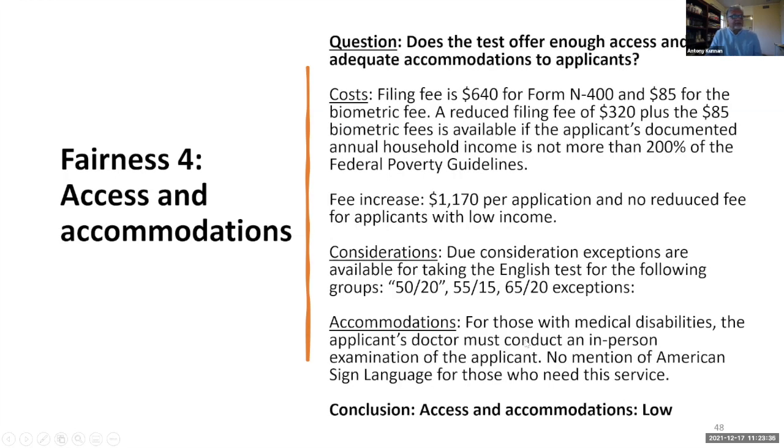In terms of accommodations and access to the test, now this is a really serious problem. The filing fee, $640 for the N400 form, and $85 for the biometric fee was the standard fee. It was reduced to $320 and $85 if the applicant documented annual household income that's not more than 200% of the federal poverty guidelines. But 4 years ago, Congress, with President Trump's administration, increased the fee to $1,170 per application. That is no typo, $1,170 with no reduced fee.